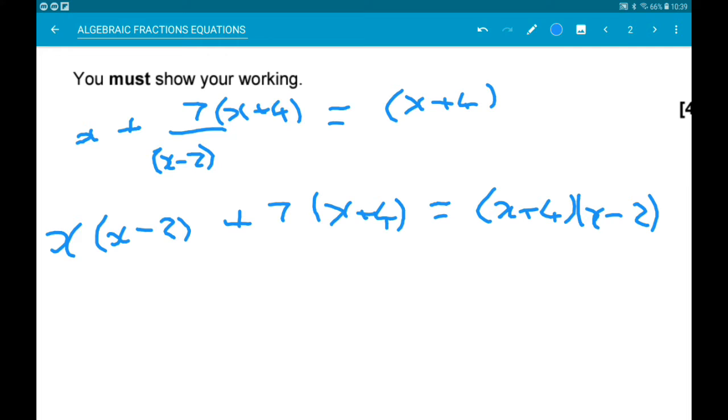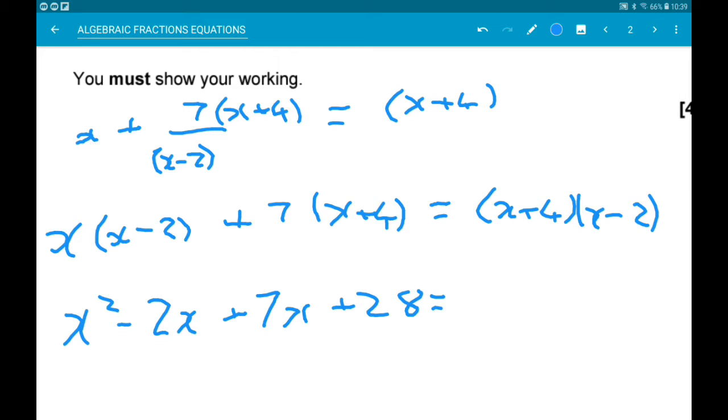So x times x minus 2 is x squared minus 2x. And then we got add 7x, add 28. And on the right, x add 4 times x minus 2. Make sure you can get x squared, add 2x, minus 8.